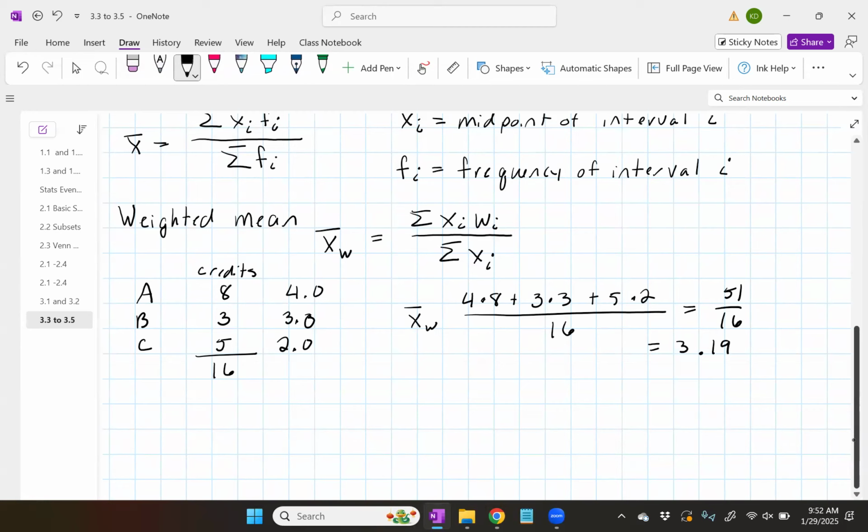I'm going to leave weighted mean alone. Just wanted to introduce it. Not going to worry about that more.